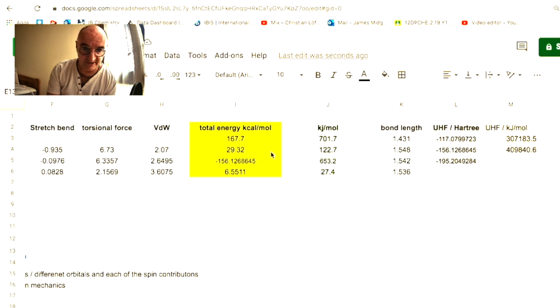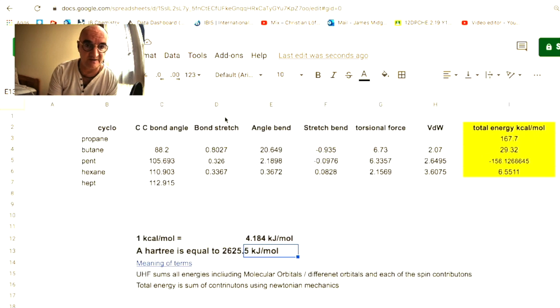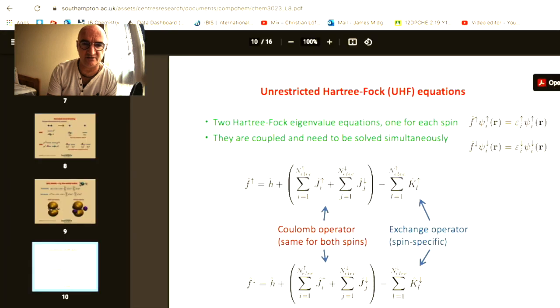307,000 compared to 167 is a massive amount of difference. Is that difference just to do with the molecular orbital contribution? And what do we mean by the molecular orbital contribution? Unfortunately, that's what we mean by the molecular orbital contribution. Because what we're doing is an unrestricted Hartree-Fock equation, which sums the contributions of the molecular orbitals.